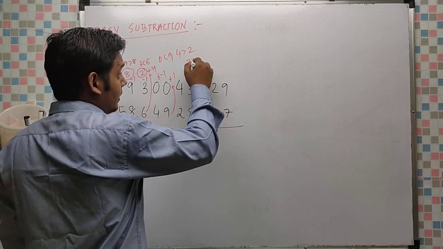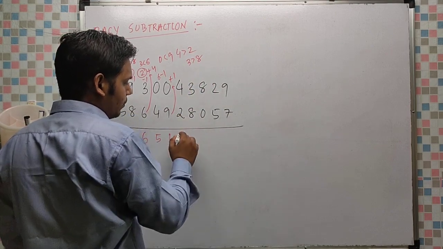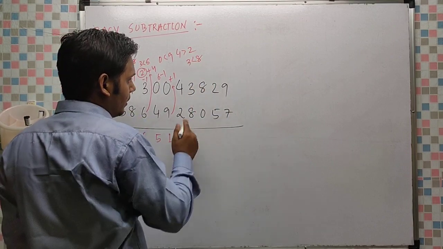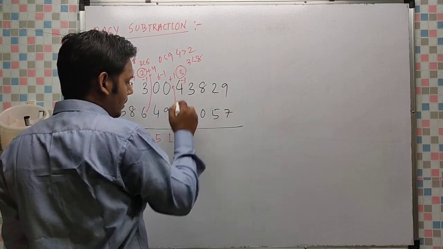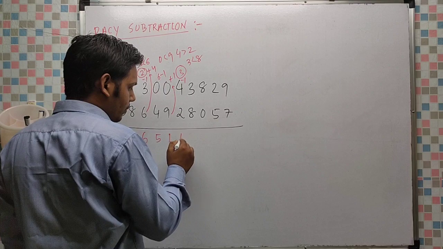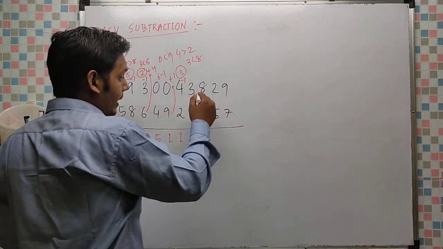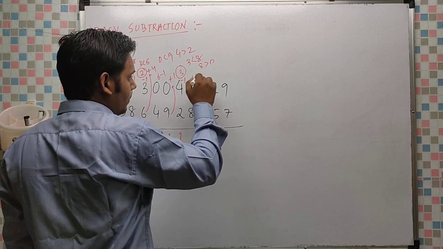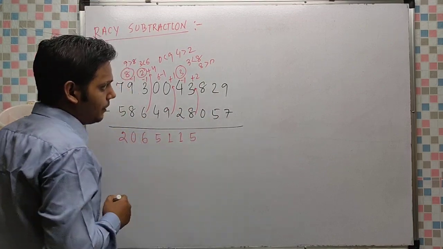3 is less than 8. So 4 will be decreased by 1, that is 3. 3 minus 2 is 1. 8 is greater than 0. Then 8 complement directly it will be added. 3 plus 2, that is 5.